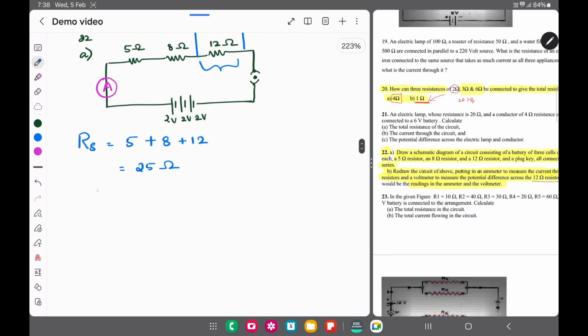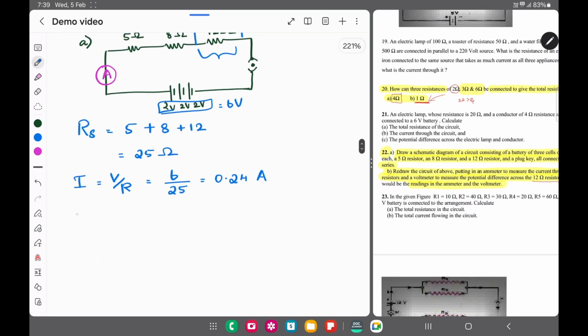Okay, and what's the total potential difference? You have a 2 volt battery, so it is nothing but 6 volt, right? Okay, what's the ammeter reading? It is going to read the current. So I is equal to V by R. Am I right? So V is 6 volt divided by 25. Am I right? So that would be 0.24 ampere, right? Yeah, now we found the ammeter reading.